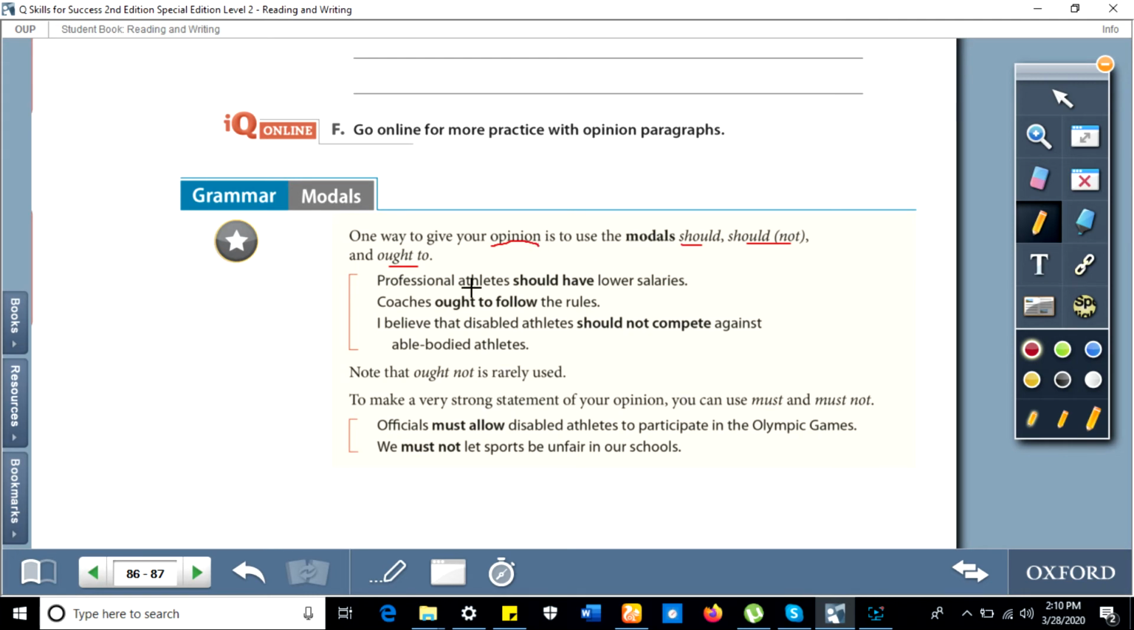Look at the first sentence here. Professional athletes should have lower salaries. So we are using should here, right? Coaches ought to follow the rules. So we use ought to here. It means we are using this modal for our opinion, that's what we think, that it's good, right? I believe that disabled athletes should not compete against able-bodied athletes. So here, should not.